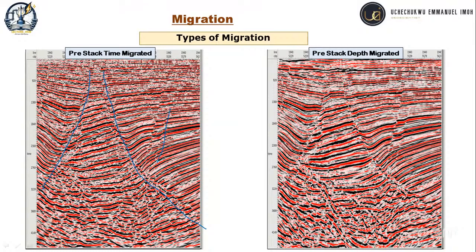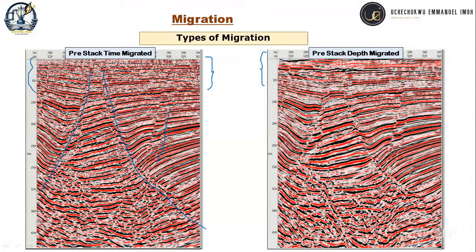But by the time the data is migrated in depth, if you look closely at the image on the right, you can see that the data is better in terms of clarity. The fault resolutions are clearer in the image on the right. If you look at the shallow part, there is more event continuity and less random noise. In the shallower part of the time migrated data, there is a lot of random noise. But by the time you do a depth migration, the noise is less.